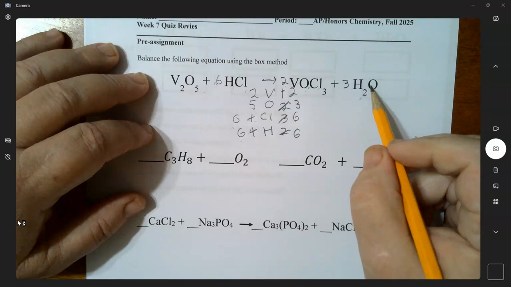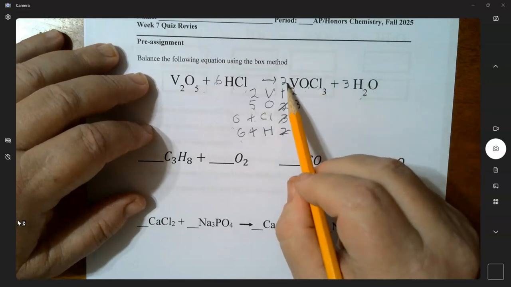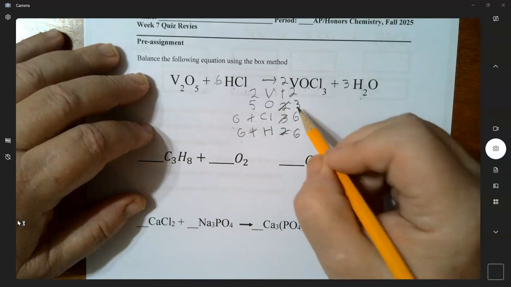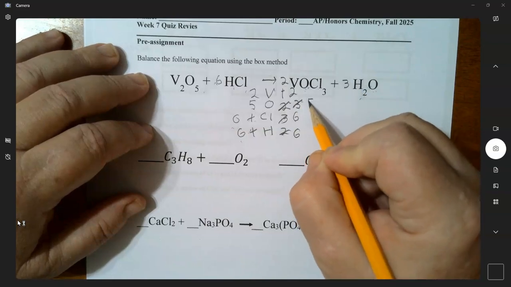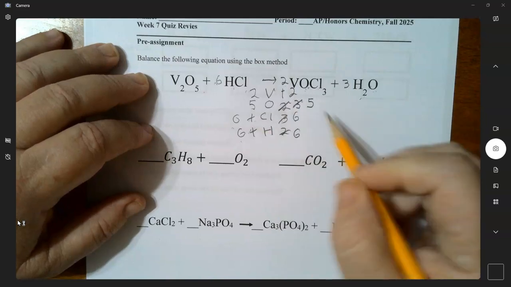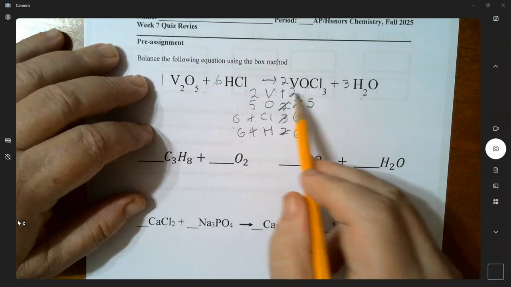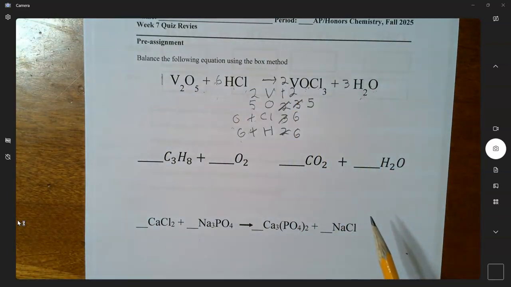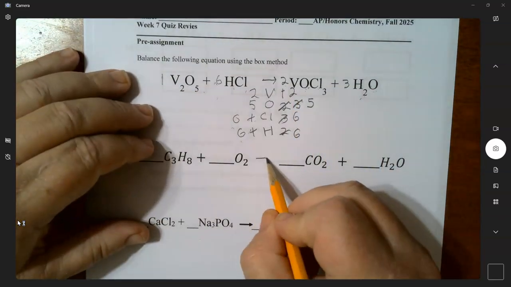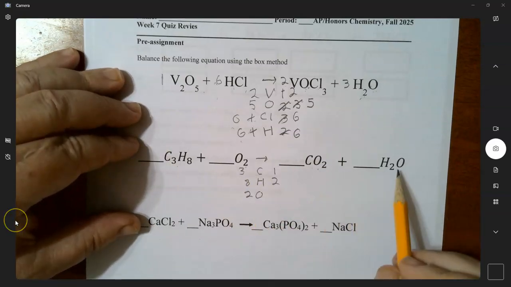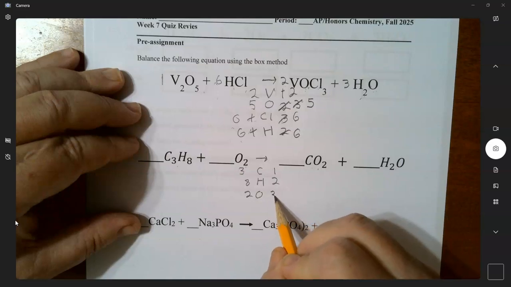Okay, and oxygen, now that changes the oxygen. You have 2 times 1 is 2, and 3 times 1 is 3, so now you have 5 oxygen. Okay, and that takes care of it. So it's going to be 1, 6, 2, 3. Right, the next one here. 2 here and 1 here makes 3 oxygen.